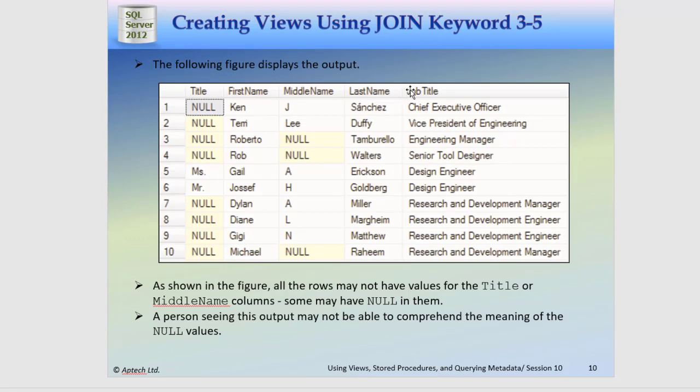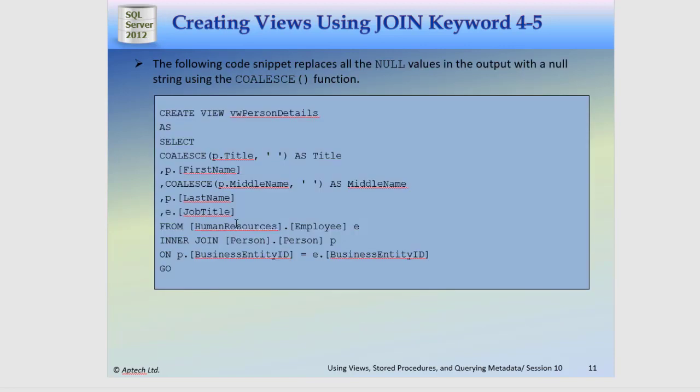So you can see what it is that we had once we executed the previous query. Now, as shown in the figure, all the rows may not have values for title or middle name columns. Some may have null in them. A person seeing this output may not be able to comprehend the meaning of null values. And to resolve that, we can actually use a function called coalesce. The following code replaces all the null values in the output with a null string using the coalesce function.